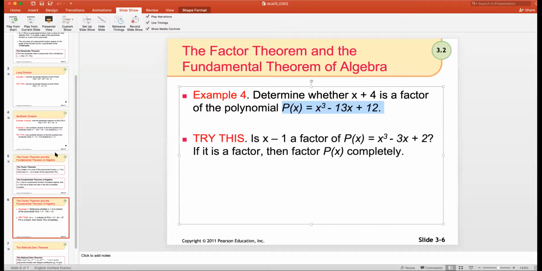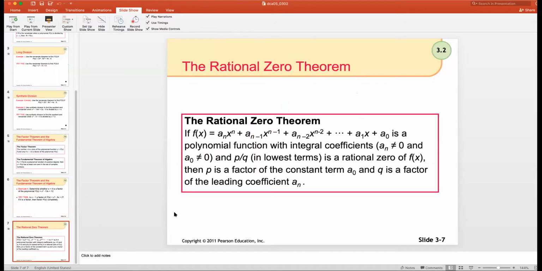Next, the most important thing is the rational zero theorem. Now this looks complicated, so let me rewrite this one.